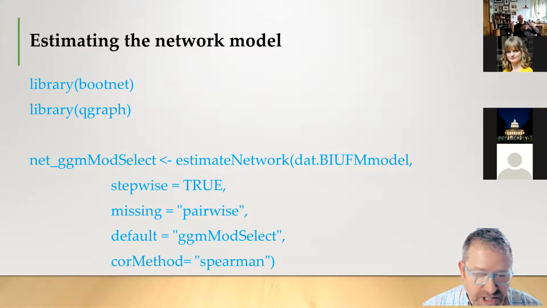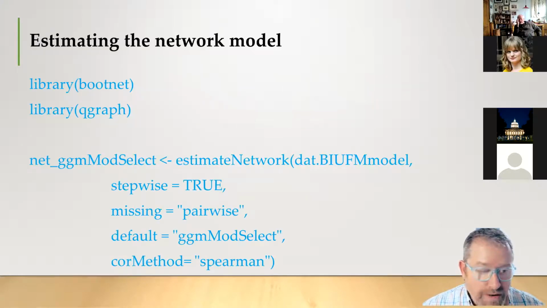Default equals ggmModSelect. That's telling it what strategy to select models with. And cor_method equals spearman to deal with skew in my data. And to be honest, I can't remember off the top of my head. This was directly from Sacha's code that he gave in that class. I can't remember why we did stepwise equals true.